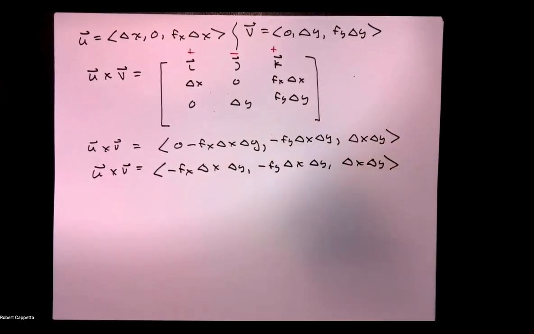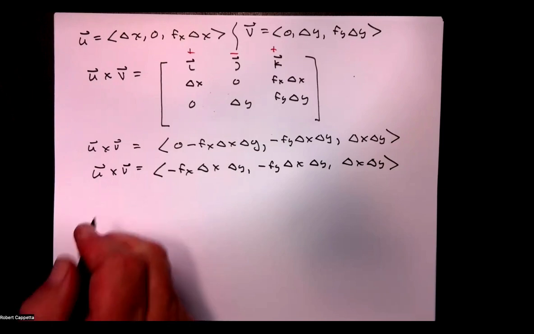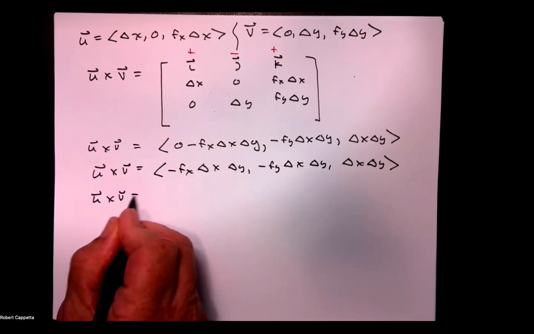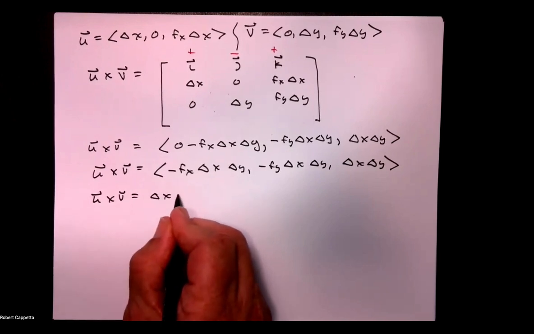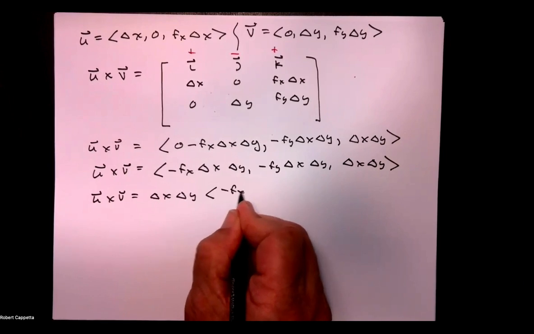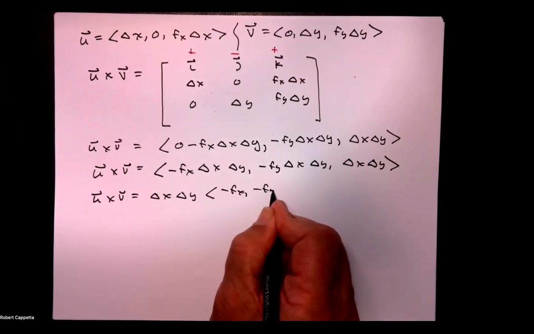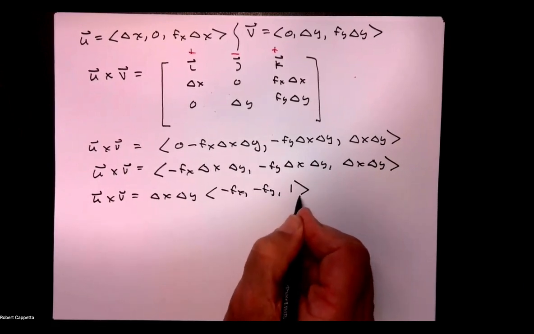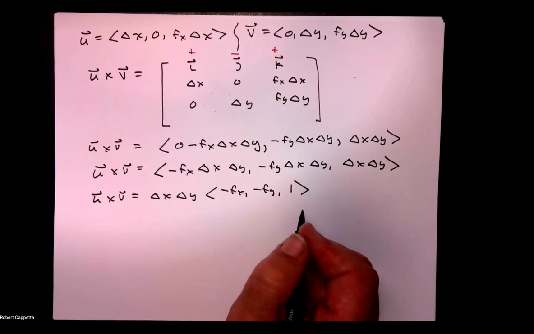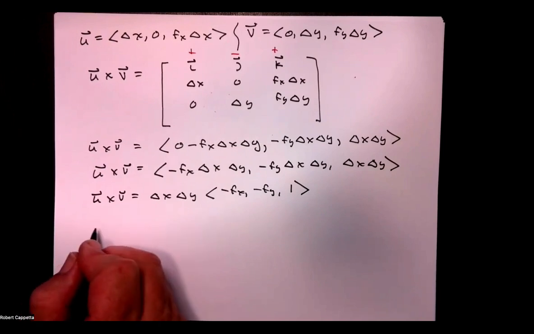Notice something about this, that there is a change in x, change in y in each slot so that I can pull that out. So what I get is u cross v is change in x times change in y. What's left? Negative f sub x, negative f sub y, 1. This is my u cross v. So then what is my magnitude of u cross v?